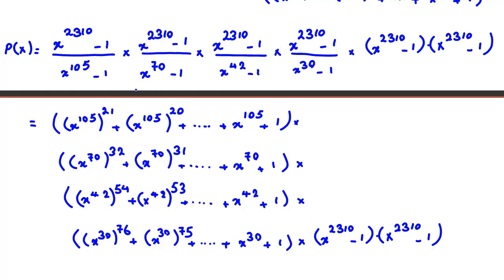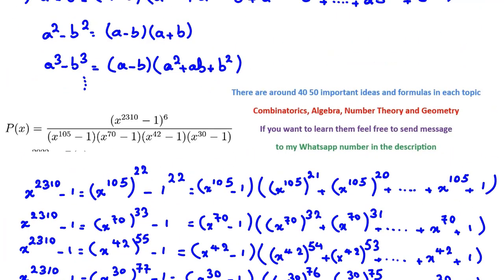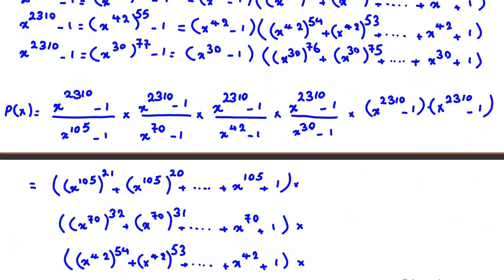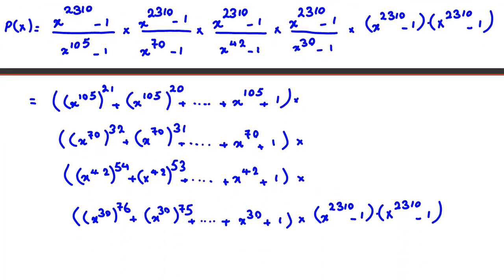Now we want to see the coefficient of x to the 2022. Because we want to find the coefficient of x to the 2022, and here we don't have any fraction, we cannot select x to the 2310 because then the power will be added to something else, so it will be greater than 2022. So we can only use negative 1 here. Okay, so we can erase these parts and instead write negative 1 times negative 1, which will be 1. So we can erase this part completely.